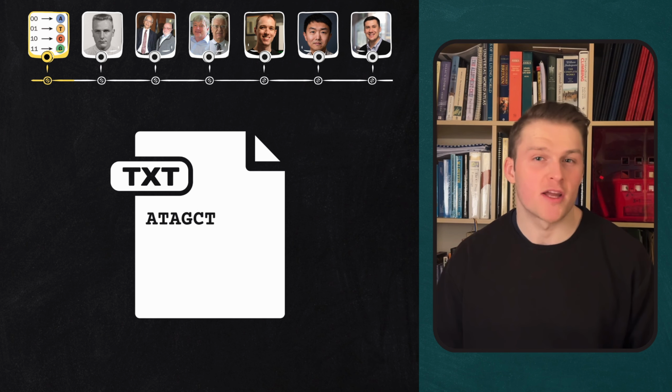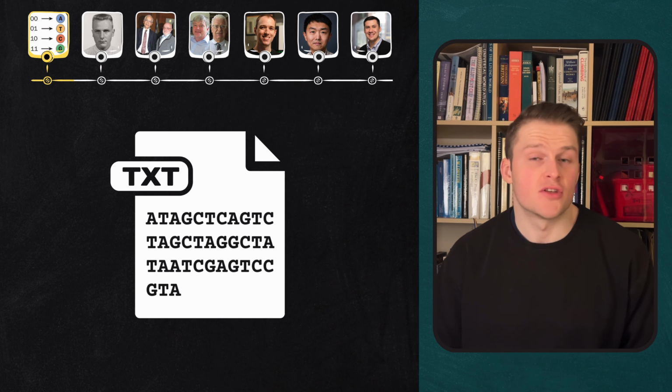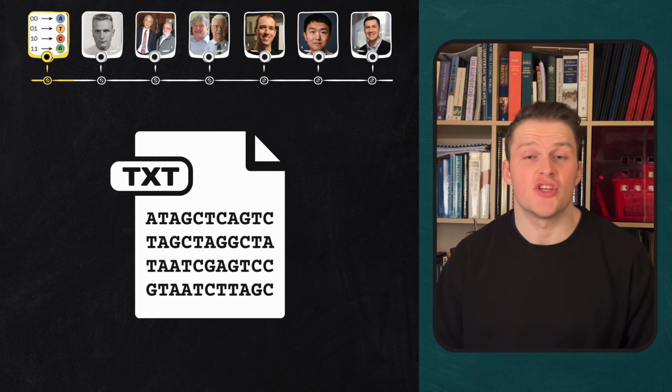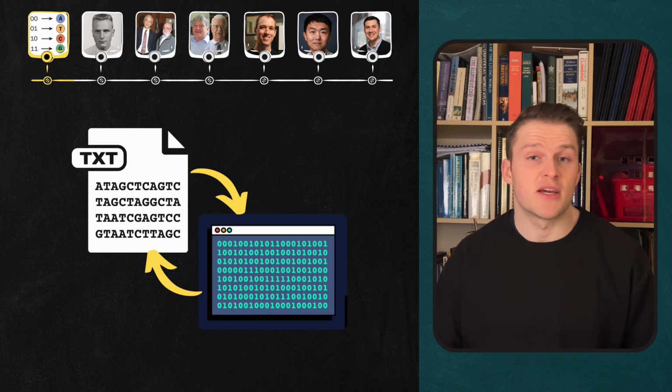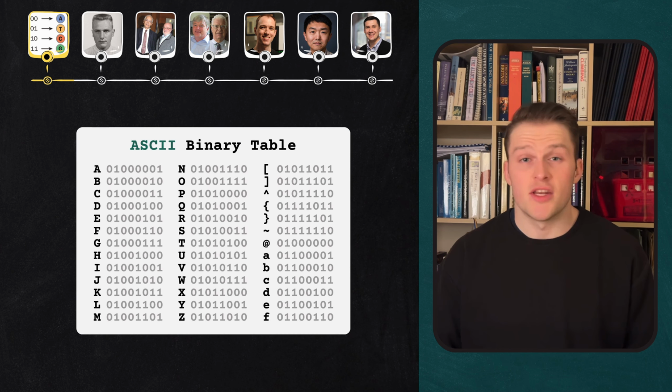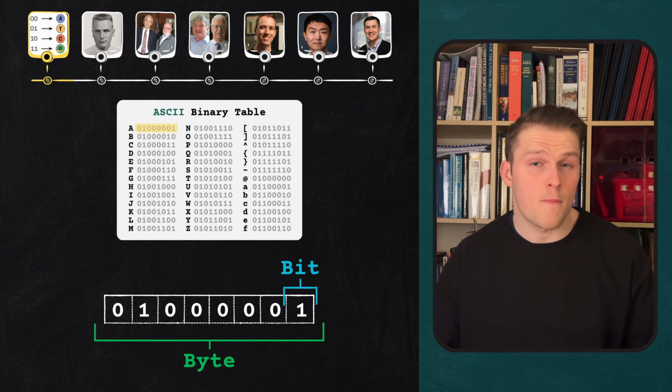As scientists began working with digital files, they initially stored DNA sequences as plain text, so just the letters A, T, C, and G in a file. But how does a computer actually store these letters? Computers only understand binary, ones and zeros, so each letter needs to be converted into binary code. Initially, scientists used a standard encoding system called ASCII, which was originally designed for English text. In ASCII, each letter takes up 1 byte of computer memory, which is 8 bits.